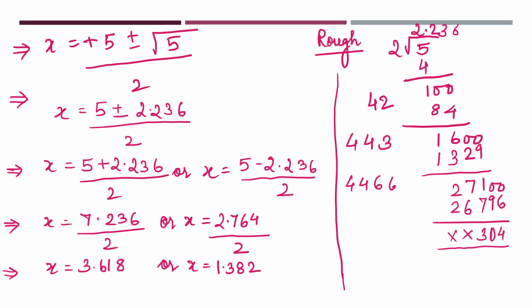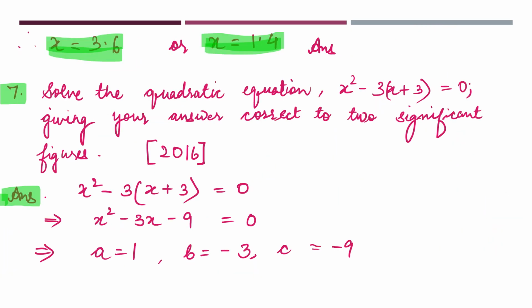Therefore the value of x is 3.618, or x is equal to 1.382. Coming to the next slide, children, we find that x is equal to 3.6 or x is equal to 1.4. Okay, that is the answer, because we have to give the answer to 2 significant figures only.